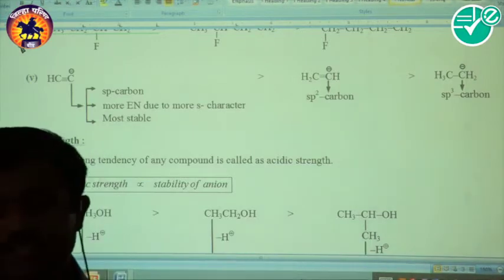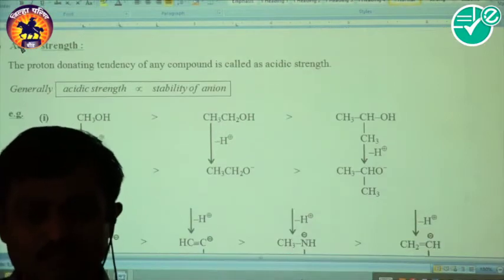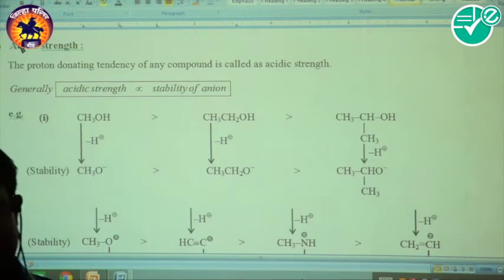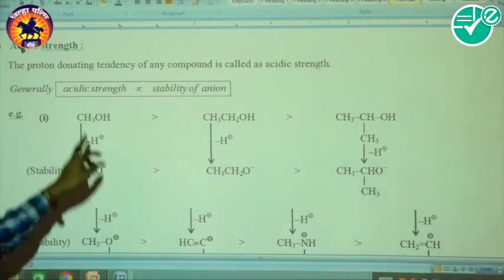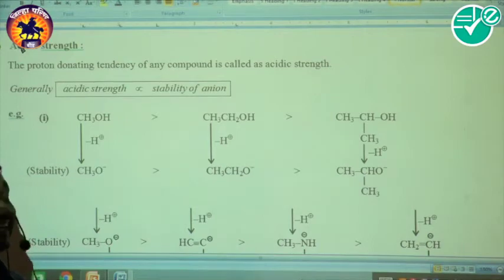Now let's discuss the next point: the effect on acid strength. This is also asked in the exam. Look here: acid strength is directly proportional to the stability of the anion.